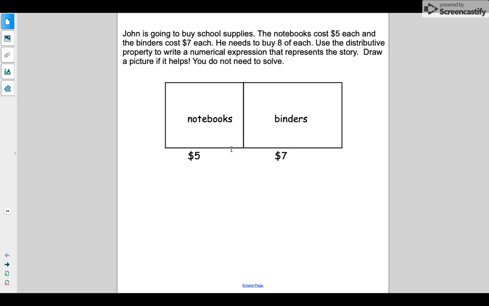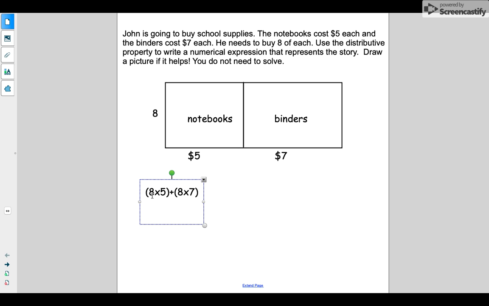So notebooks are $5, binders are $7. And how much do I need to buy of each? Well, I need to buy 8. So now from here, this looks a lot like what we've been working with, our distributive property. So now I could either write it in expanded form, and I could say 8 times 5 plus 8 times 7, and that's one expression I could write.